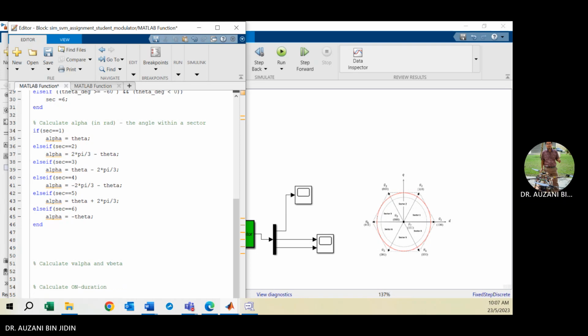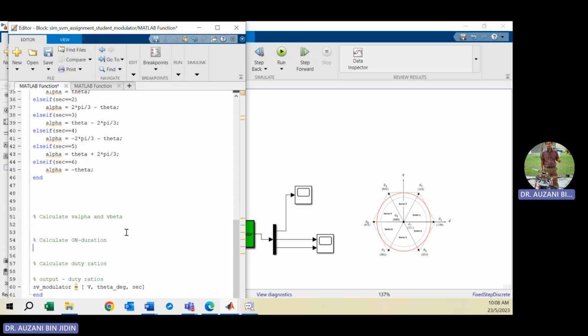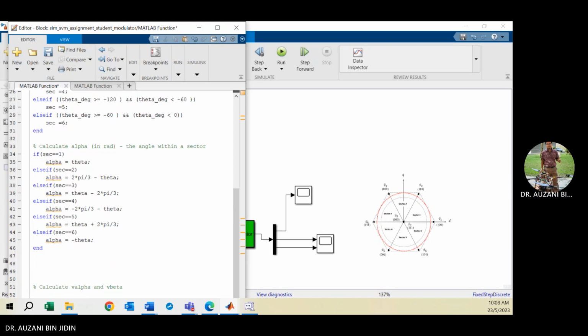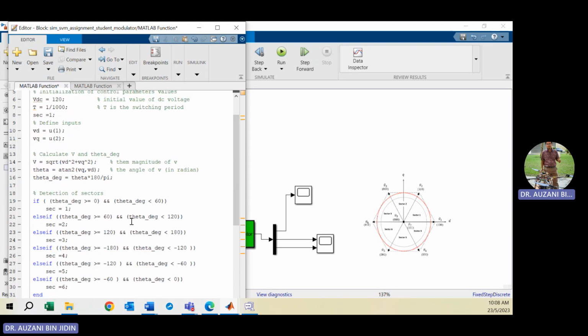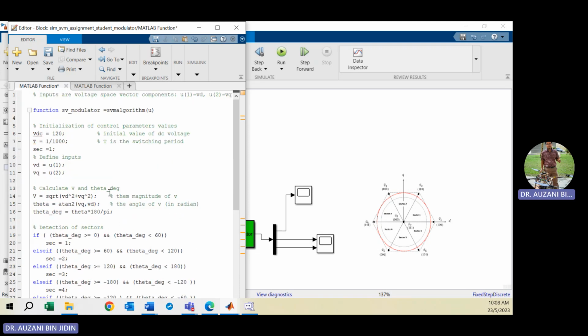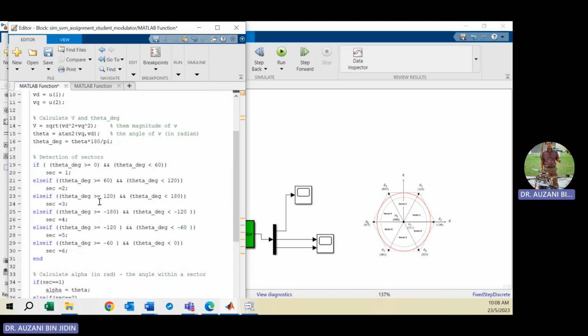Panjang langsung. Panjang mana kan? Buat kau apa? Jawapan ni. Tak. Sekejap. Di sektor. Bawah ni bawah.